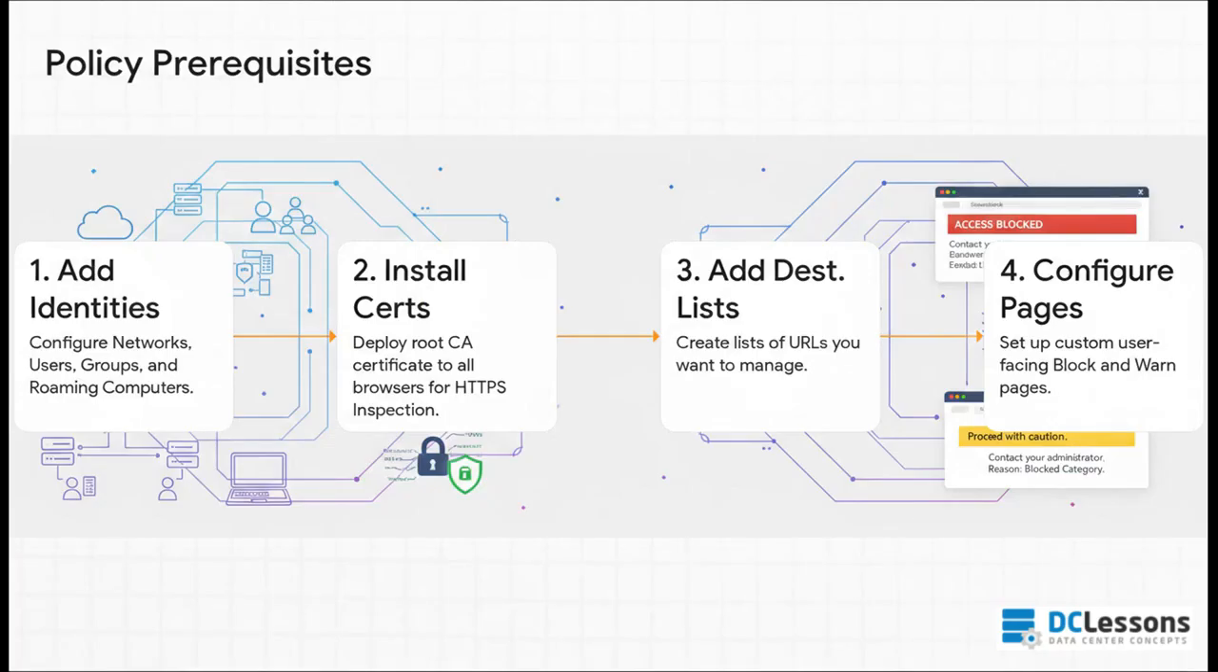Now, before you even think about creating your first rule, you've got to do some prep work. It's super important. First, you need to make sure all your identities are defined in Umbrella. That's your networks, your users, your roaming computers, all of it. Second, and listen, this one is non-negotiable. If you want to do HTTPS inspection, you must deploy the Umbrella root certificate to all your user browsers. And finally, go ahead and pre-build any destination lists and custom block pages you know you're going to need.